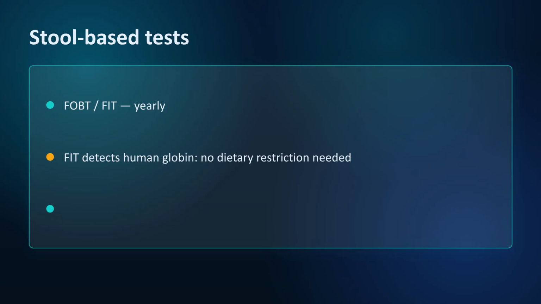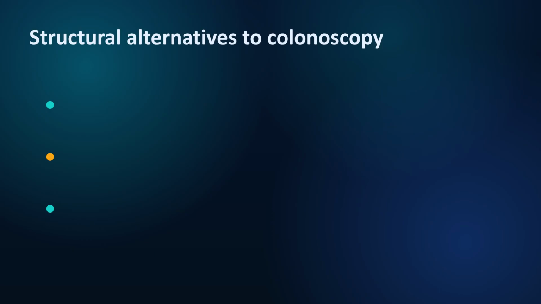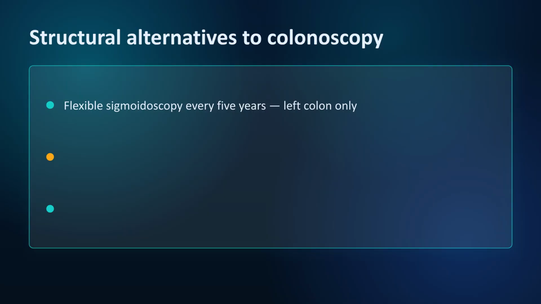Now the rule that gets forgotten on wards. Any positive stool test must be followed by a colonoscopy. A positive result is not a diagnosis, and it is never repeated to see if it clears. Now the structural alternatives to colonoscopy. Flexible sigmoidoscopy examines the left colon only. It repeats every 5 years, or every 10 years when it is combined with a yearly fecal immunochemical test.